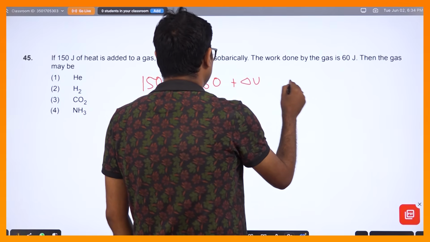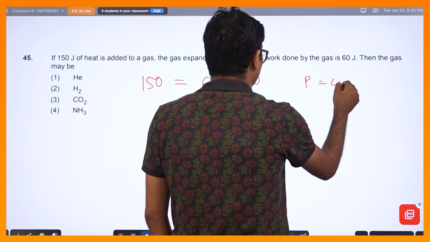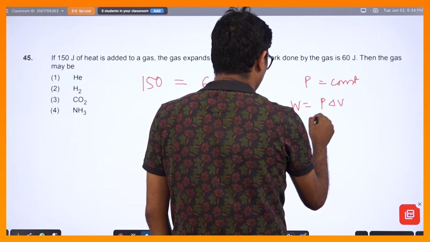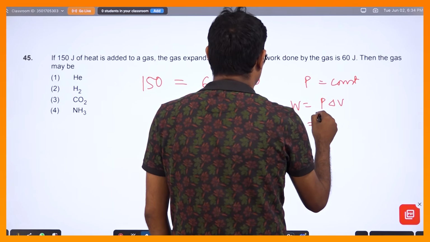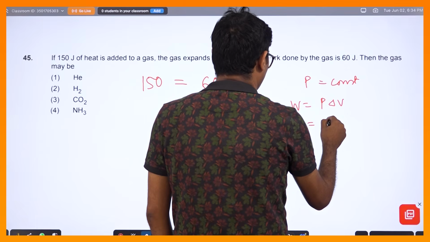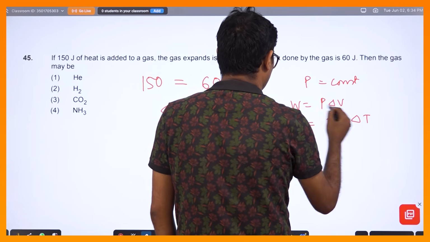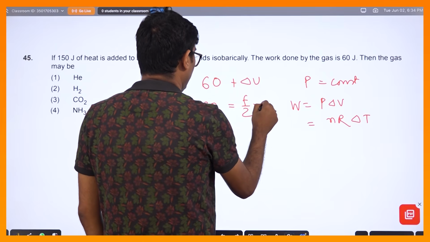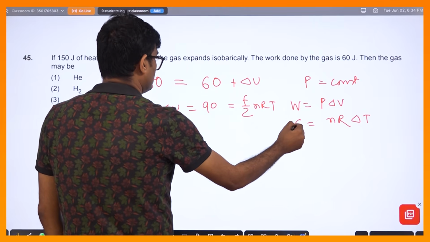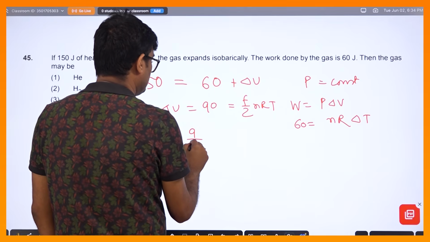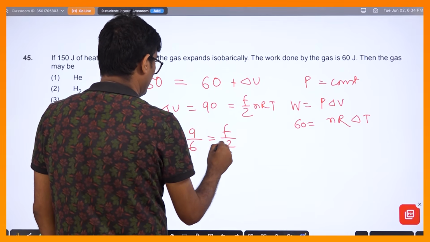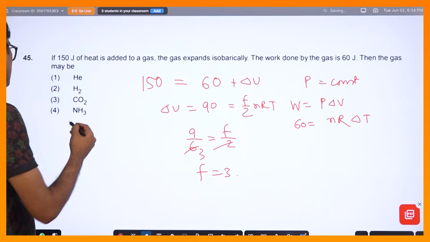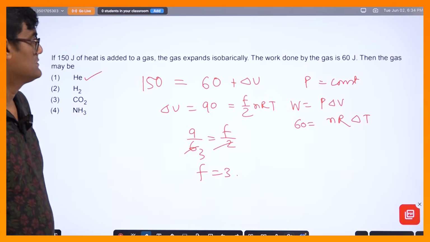Now this delta U, we know that if isobaric condition is there, pressure is constant, then work done is equal to P delta V, which is equal to NR delta T, right? And delta U is equal to f by 2 NR delta T. So if I say that 60 equals NR delta T, so 90 by 60 is equal to f by 2. f equals 3. So degree of freedom is 3, means it is a monoatomic gas. Helium is the only possible solution for this question.